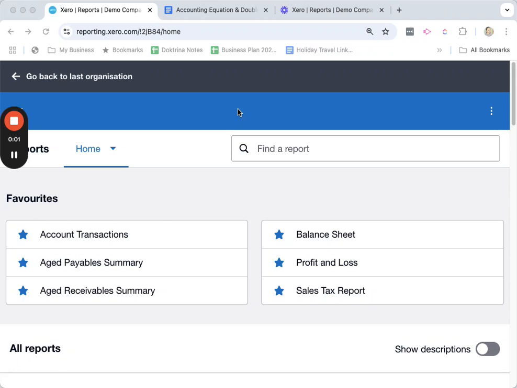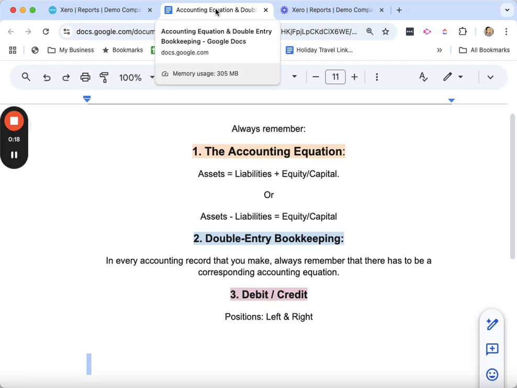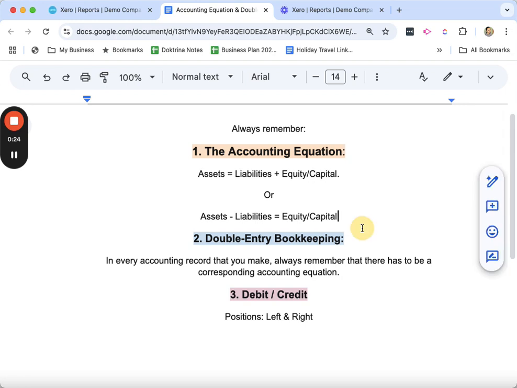Okay, welcome back. Now that you know the basic financial reports, which are the balance sheet and the profit and loss, you must also learn three basic things before proceeding to recording your financial transactions. And those are number one, the accounting equation. Number two, double entry bookkeeping. And number three, the debit and the credit.